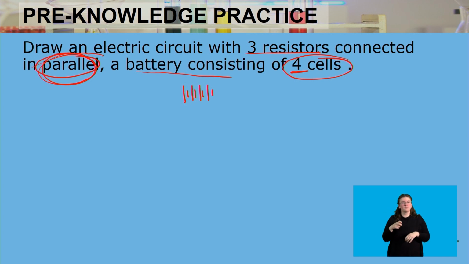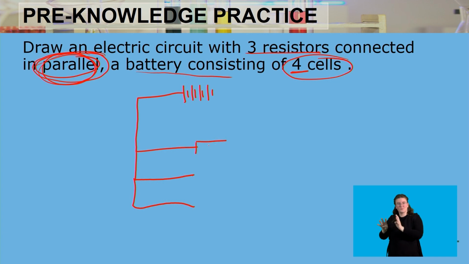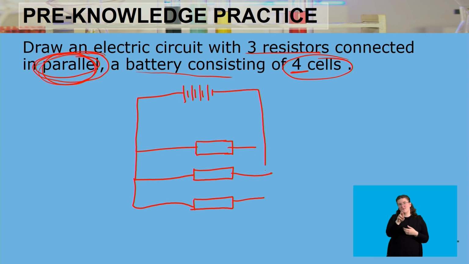And now I need my 3 resistors. Remember, my resistors must be connected in parallel. That means there needs to be more than one path taken by the current flow as it is moving from one point to the other. So these are going to be my resistors that are connected in parallel.